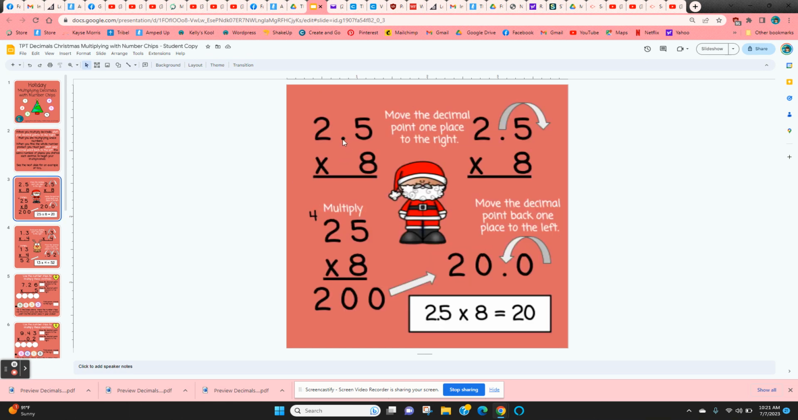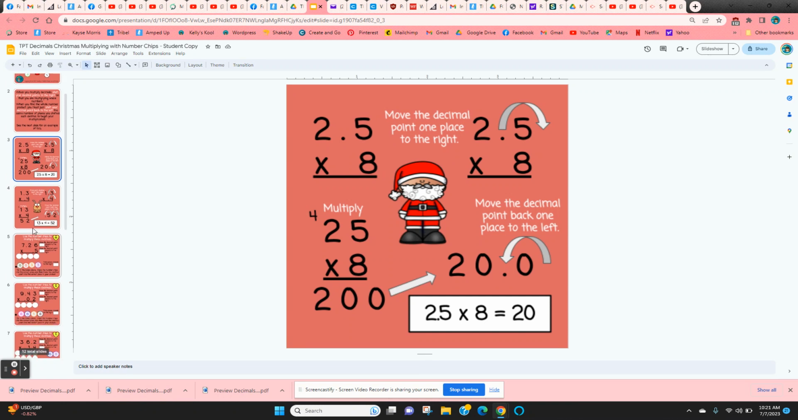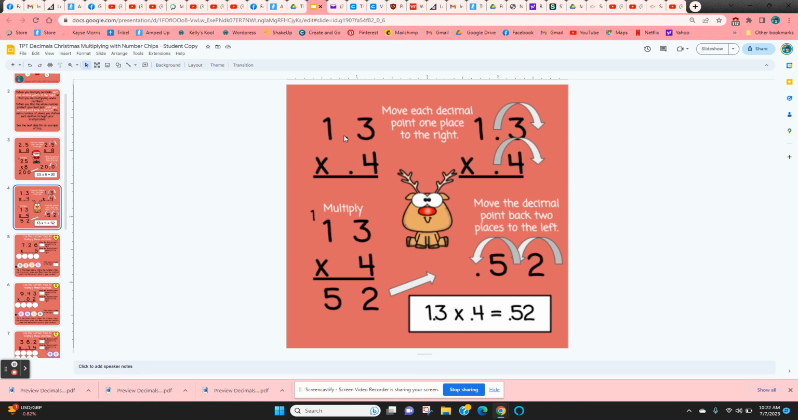On this example, you're only moving a decimal point one place to the right. So you're going to multiply as if they're whole numbers, and then in your answer, you're going to move the decimal point back one place to the left. The next example shows when you have to move two places because you've got two decimal points. So you're moving two places to the right, multiply as if they're whole numbers, and then in your answer, you're going to move that decimal point back two places to the left.